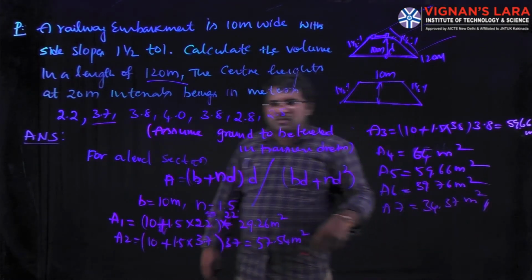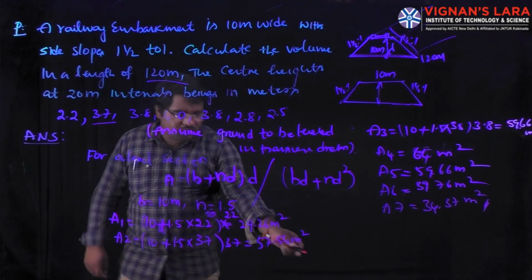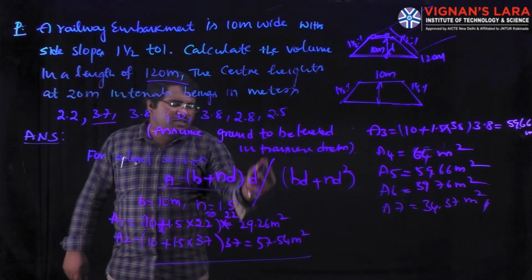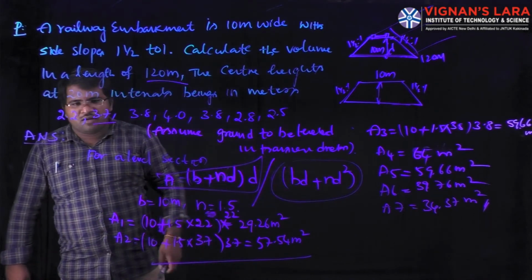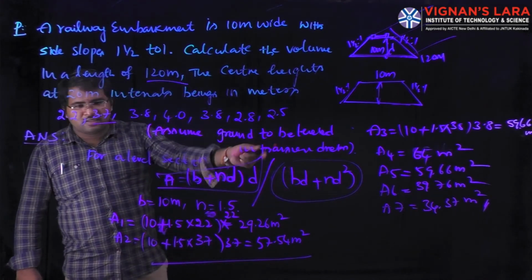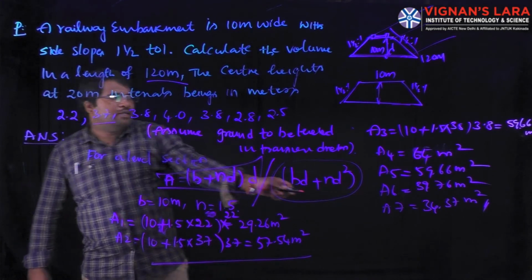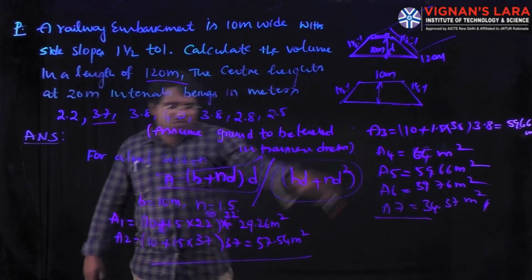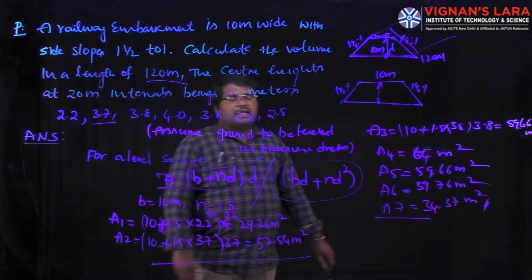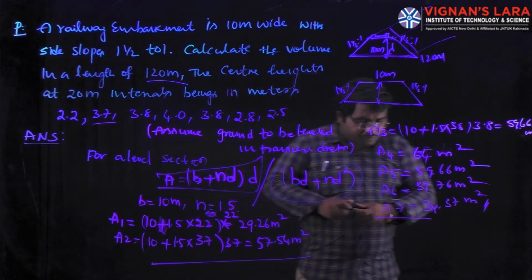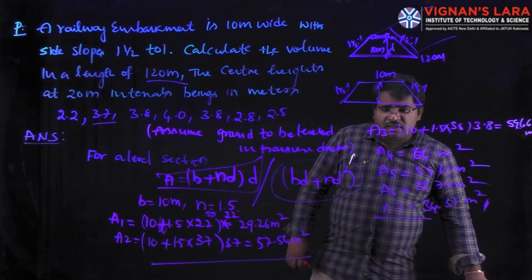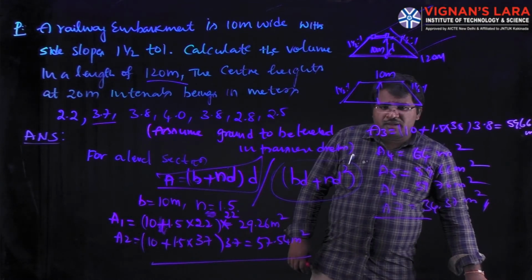Then A7, that is 2.5, we get 34.37 square meters. So these area values are calculated using this formula. You have to practice it and derive these formulas. Once you know all these values, we will calculate the volume using the trapezoidal as well as the prismoidal formula. We will see now.